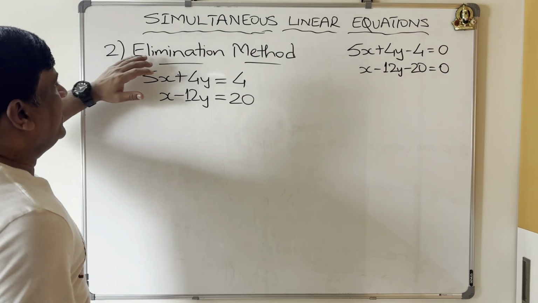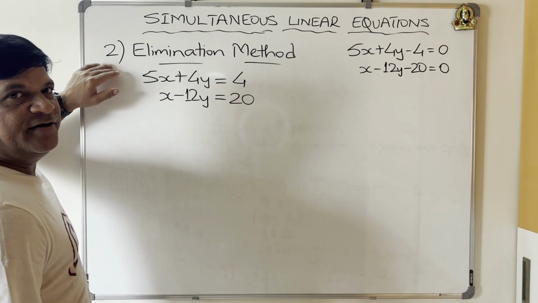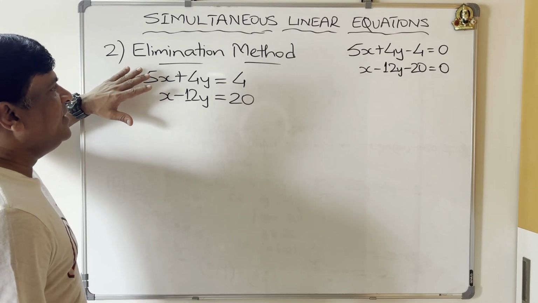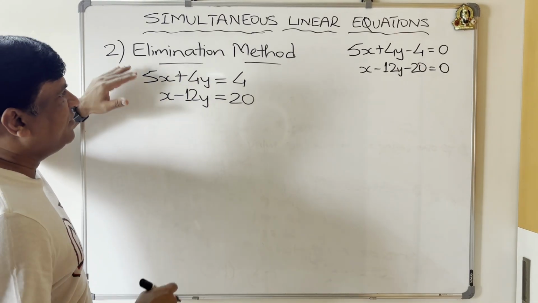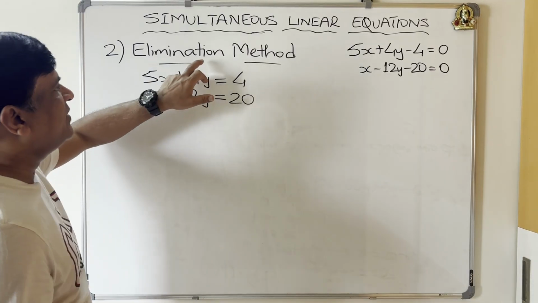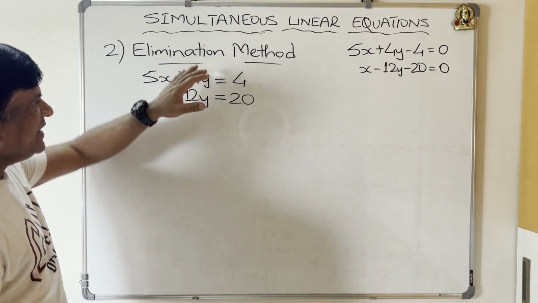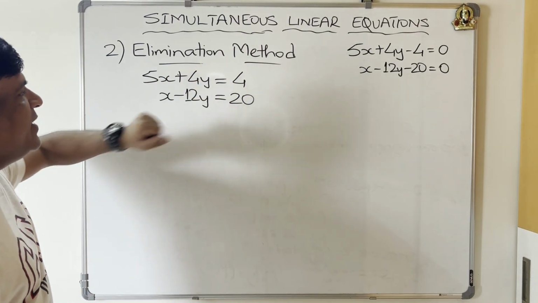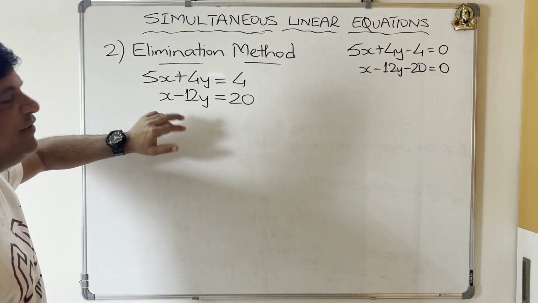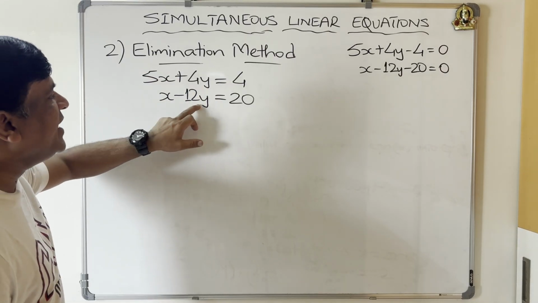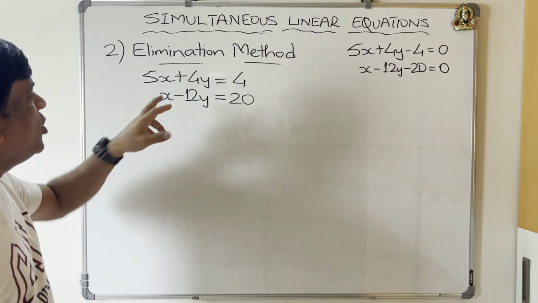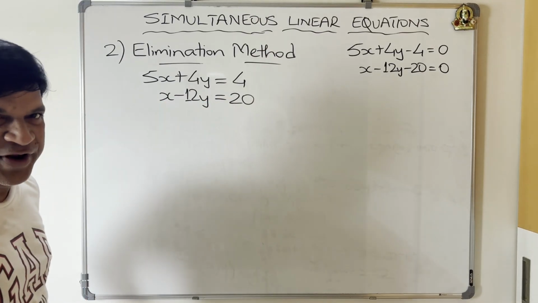Okay, next is the second method which we are going to understand. The first method we have seen is the substitution method. The second method is known as the elimination method. In this particular method, what we try to do is eliminate one of the variables by doing some mathematical operations.